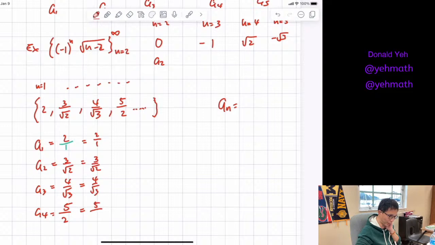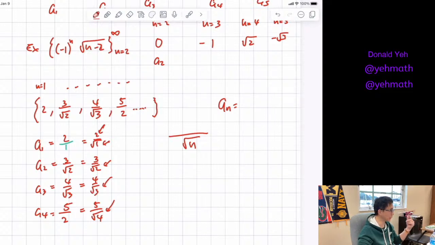This one can be 5 over root 4, and this one can be root on all of them. So obviously this is the exact same number as the term n, so it'd be square root of n on the bottom. And at the top is always 1 more than the actual term, so it'd be n plus 1. So this one will be a_n equal to n plus 1 over root n.